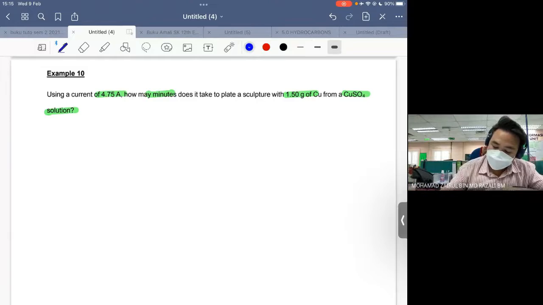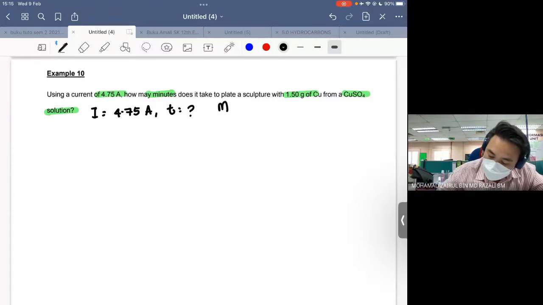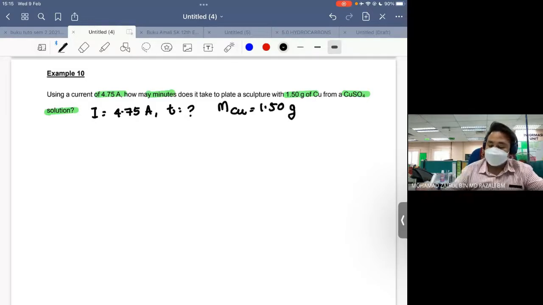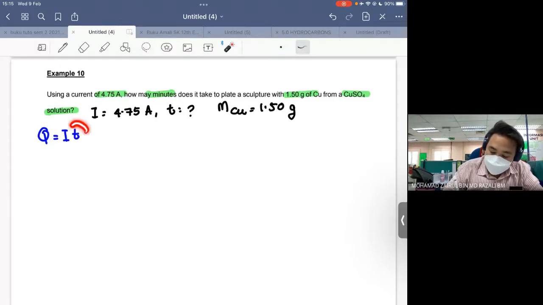Okay, so dia dah bagi dah current. So given from the question, the current itu is equal to 4.75 ampere. Now we would need the time. Okay, so mass of copper itu is 1.50 gram. Okay, so sekarang ni kita nak cari how many minutes. So we know that Q is equal to IT. So in order to determine the time, okay, ni current kita dah ada.